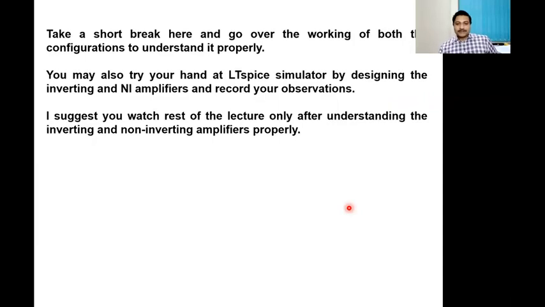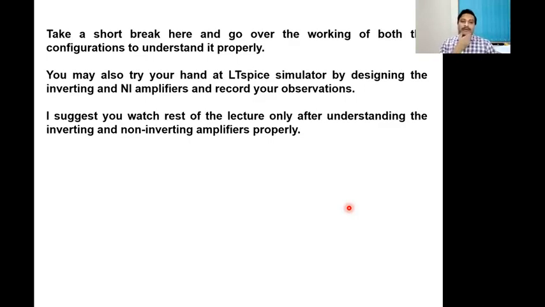Okay, what I'll do is break this lecture 3 into 2 parts now. At this point I'll just stop because there is too much to remember and too many things to go over. So let's take a short break here, and I request you to go over the working of both the configurations again repeatedly, as many times as you think is needed to understand it properly, and recall the points which are of utmost necessity.